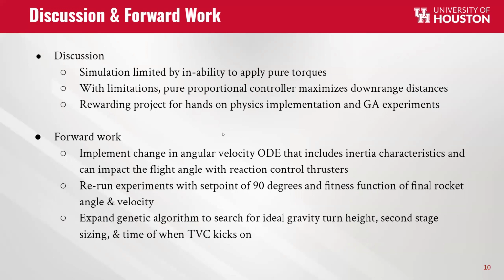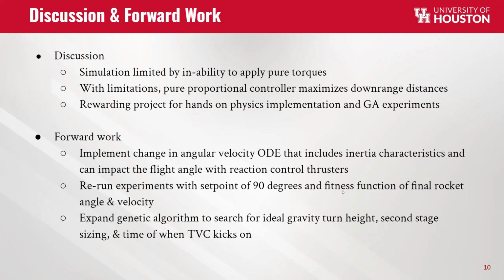If I were to continue this project, some forward work I would have is, first and foremost, introduce another ODE that can actually capture that change in angular velocity, at which point I would be considering the inertia characteristics of the rocket. And then I think I could reasonably impact the flight angle to essentially land the rocket. I would also probably introduce some additional effectors, some attitude control jets that give me more control authority. I would then rerun the experiments you saw, and change the set point to 90 degrees, which would be landing the rocket upright.